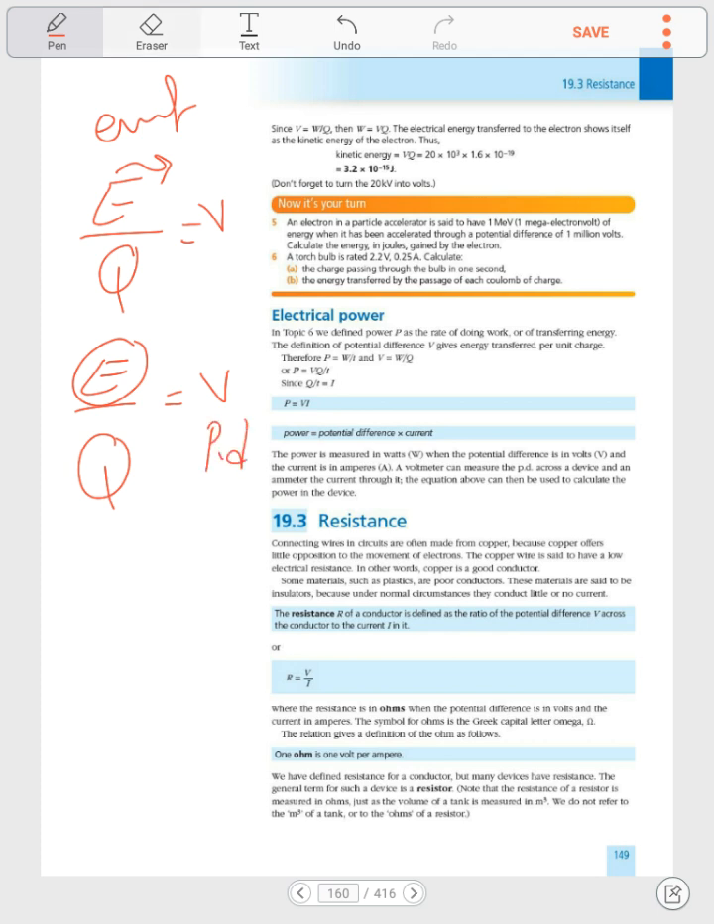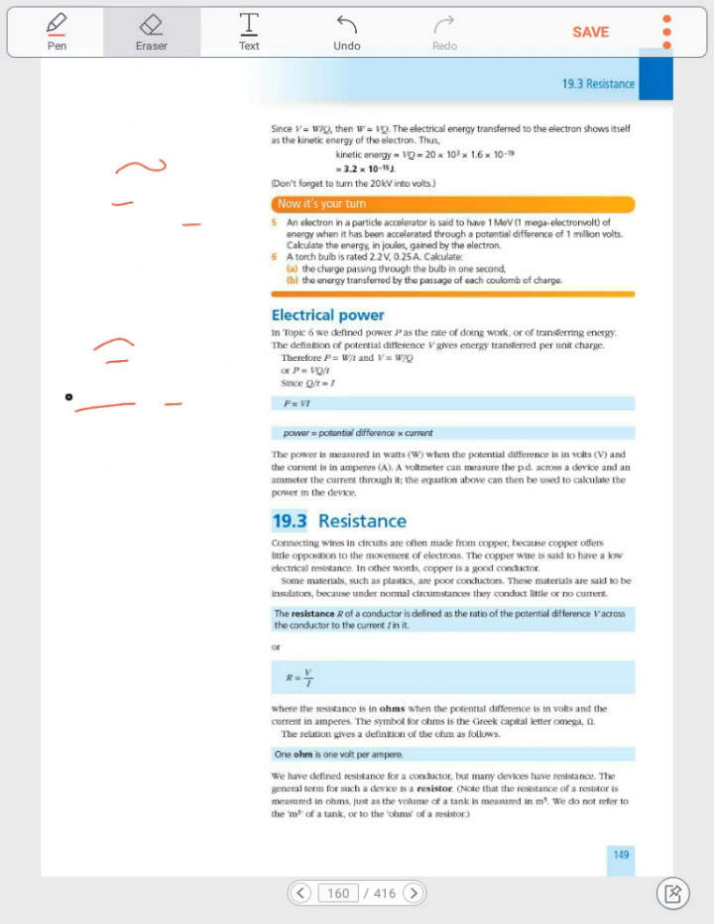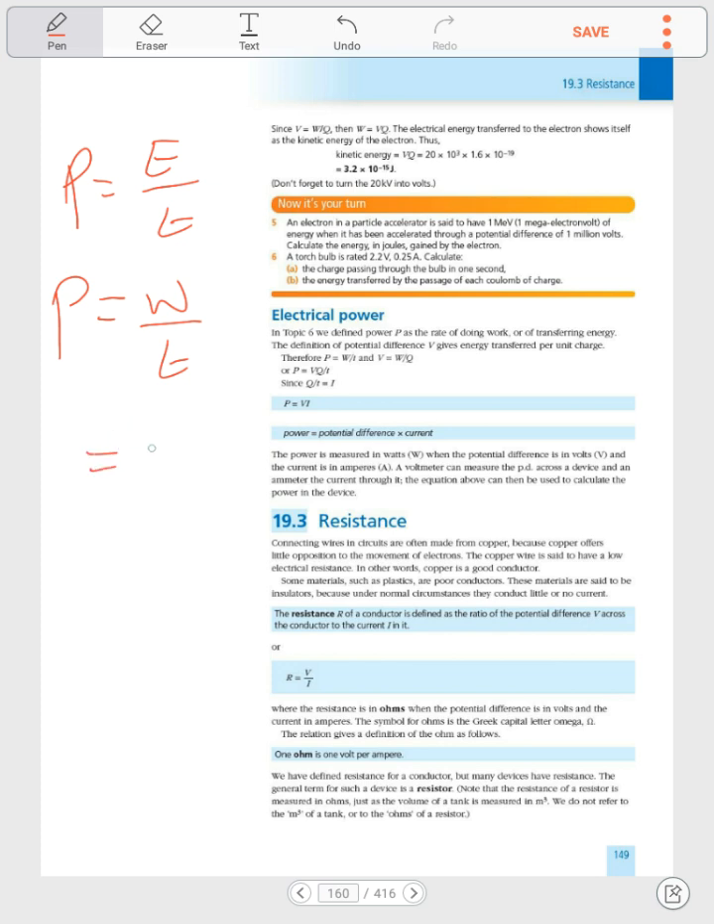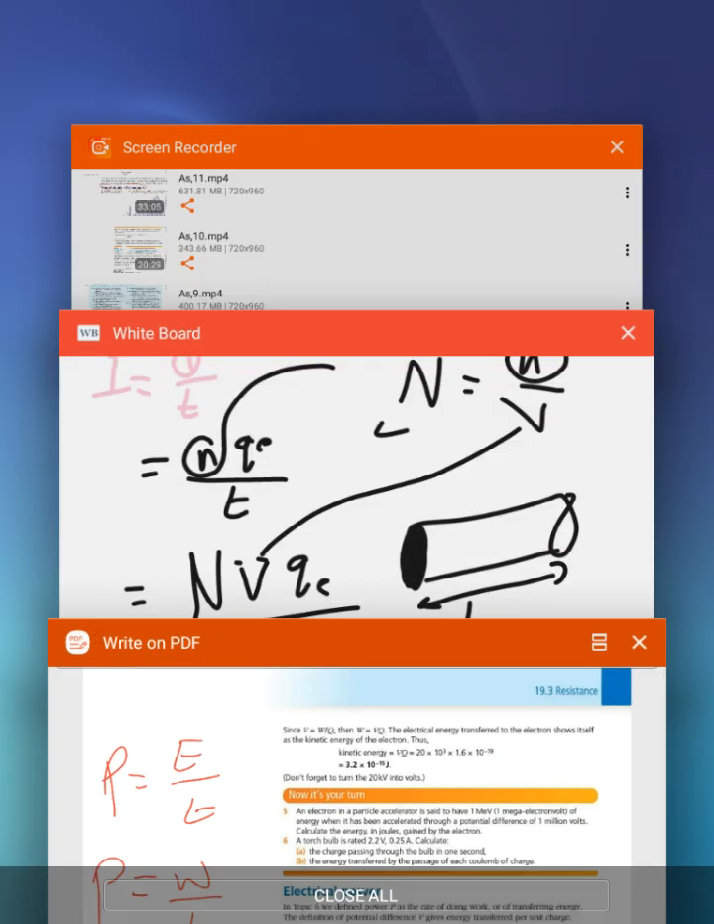Okay. Now, what is the electrical power? Power is equal to energy over time or work over time. Okay, this is power, energy over time or work over time. Now, the energy or the work is charge multiplied by voltage, per unit time. Charge per unit time is current. So power equals IV. This is the law of power.